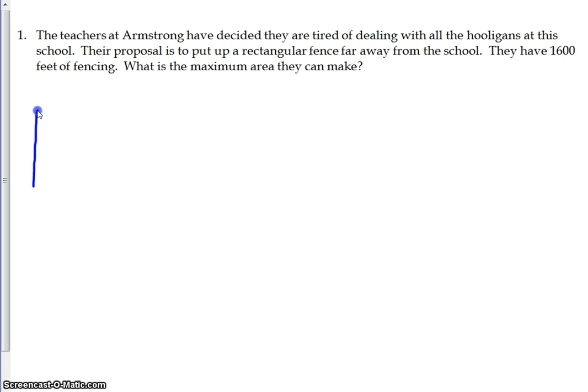far, far away from the school. Maybe at Mrs. Kennedy's house. All right. So they have 1,600 feet of fencing. Sorry about that. It might not have heard me that well. What's the maximum area that they can make?